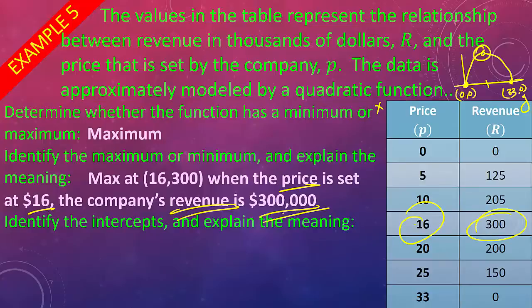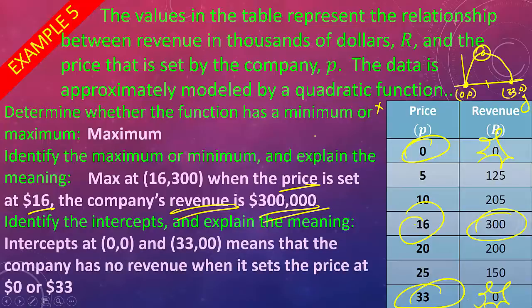So when you say when the price is set at 16, the revenue, which is the R, is set at $300,000. The intercepts are where it intersects the x-axis. So it's 0, 0, and 33, 0. And what that means is when the price is 0 or 33, our revenue is $0. So it means that the company has no revenue when it sets its price at 0 or $33.